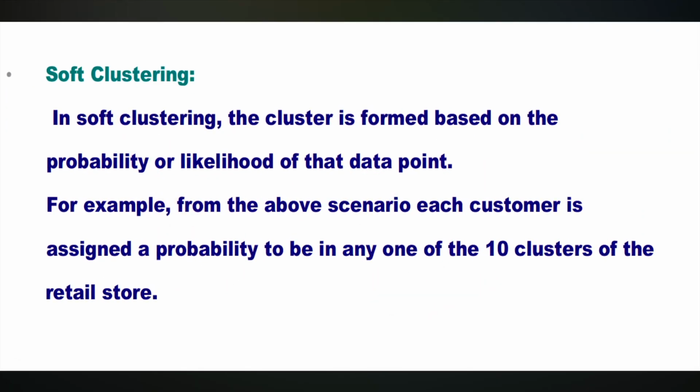The next one is soft clustering. In soft clustering, the cluster is formed based on the probability or likelihood of that data point. For example, from the above scenario, each customer is assigned a probability to be in any one of the 10 clusters of the retail store.